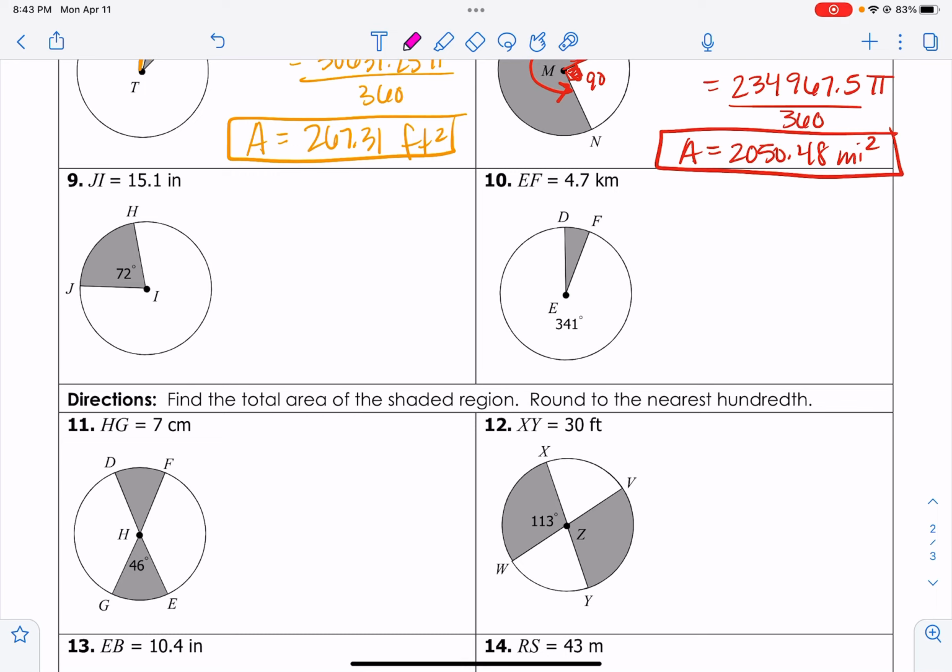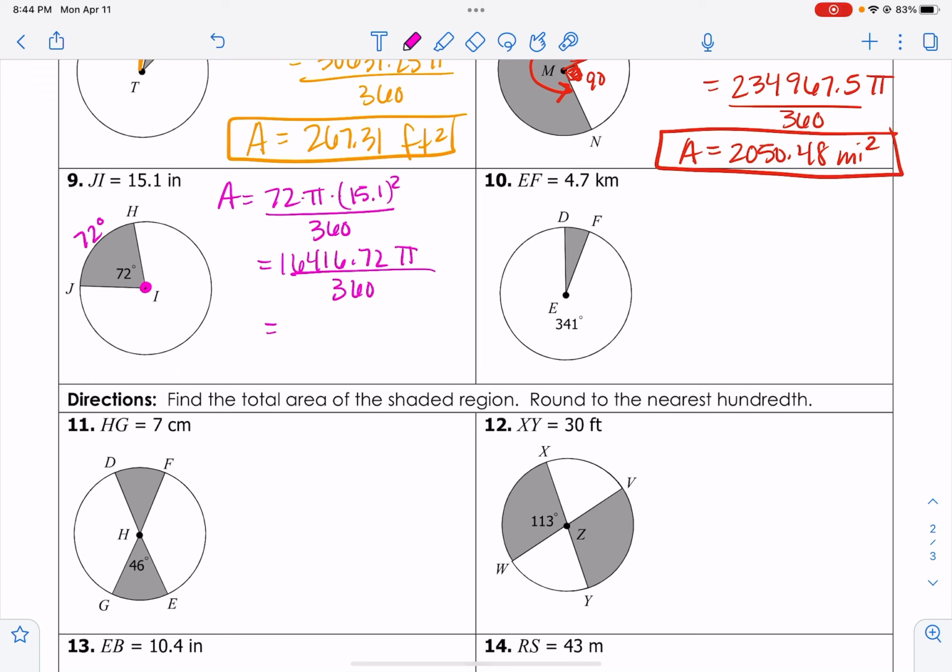For number 9, again we have a decimal. I'm given the angle that I need, which means that the arc is the same. Don't forget that. If it goes through the center, the arc is the same. So my area is 72 times pi times 15.1 squared divided by 360. That's 16416.72 pi divided by 360. That's 143.26 inches squared.